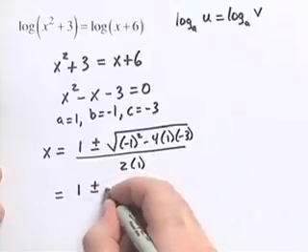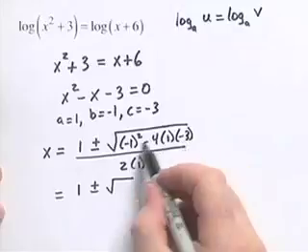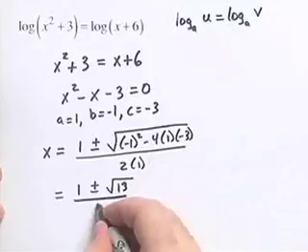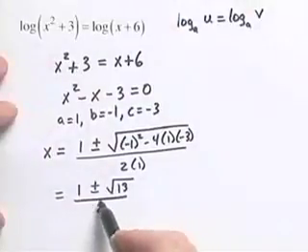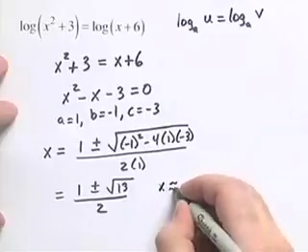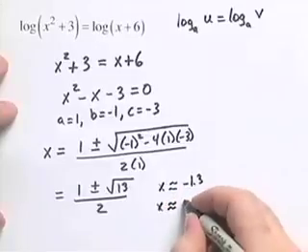Look at this, 1 plus or minus the square root. If we evaluate the inside, we'll have 1 plus 12, which is 13, and the denominator will be 2. It's important when solving logarithmic equations that we check the solutions that we get, because sometimes doing operations on our equations can yield extraneous solutions. In this case, we have 1 plus or minus the square root of 13, divided by 2. If we put that in our calculator, we'll see that x is approximately negative 1.3, and x is approximately 2.3.